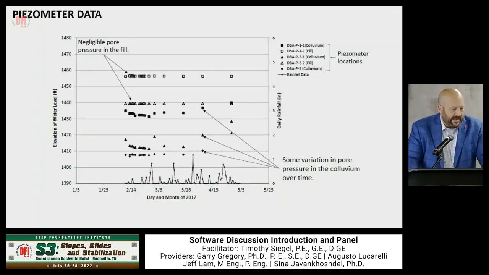When we looked at piezometer data within the colluvium, we saw that it was fairly constant over time. In most of the layers, we did see some slight variation at some points, particularly within the colluvium. But we had some piezometers in the fill and colluvium.